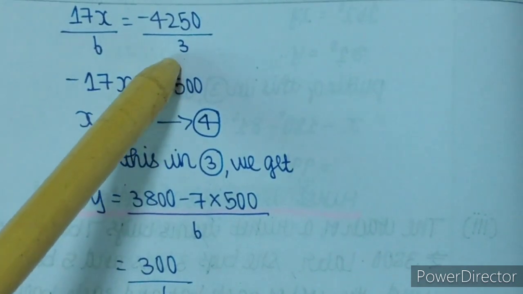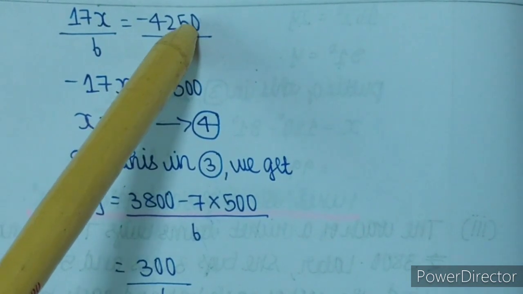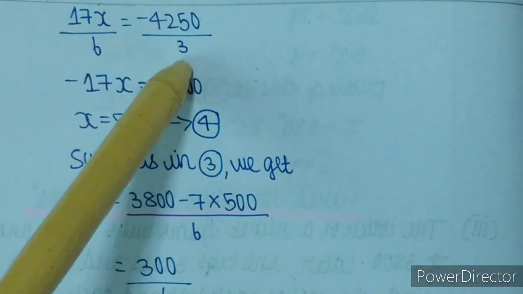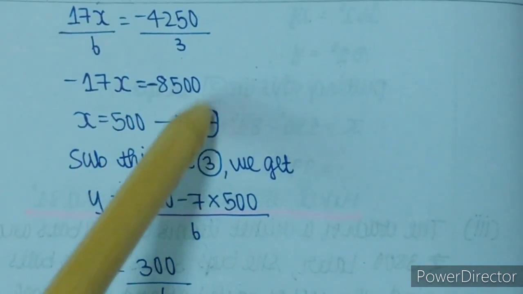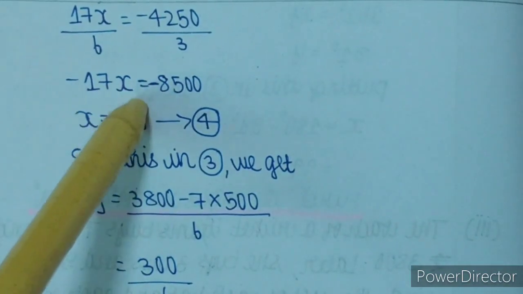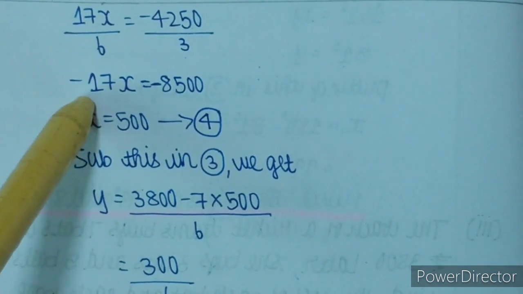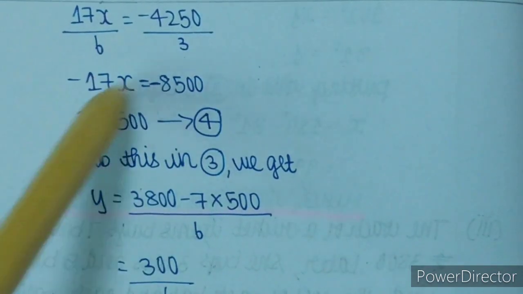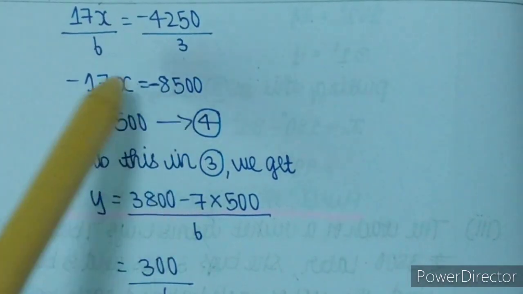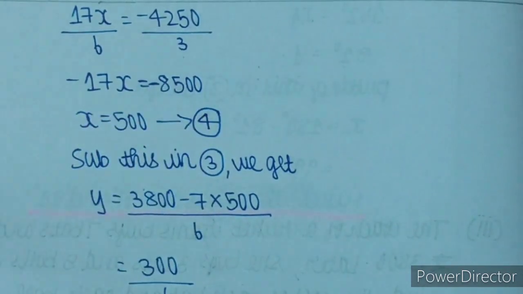Now, cross multiply. Now, when you multiply 6 into 4250, you will find that it is perfectly divisible by 3. When it is divisible by 3, you will get minus 8500 as the value. When you do it on your own, you will get this value. Now, here minus 17x is equal to minus 8500. Now, to get the value of x, we need to divide minus 8500 by minus 17, because here minus 17 is in multiplication with x, on the other side it goes in division. So x is equal to 500, because the minus minus symbol will get cancelled. This is the fourth equation now.